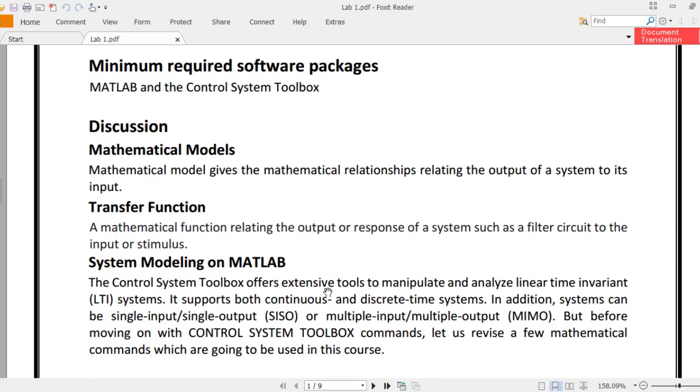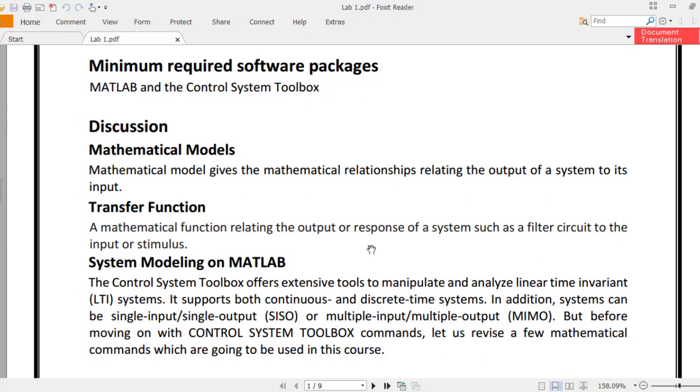So basically, what's a transfer function? Transfer function is a mathematical function relating the output or response of a system, such as a filter circuit, to the input or stimulus. A mathematical model gives the mathematical relationships which relate the output of a system to its input, and the transfer function is basically a mathematical function that relates the output or response of a system, like for any appliance or any component, to the input or stimulus.